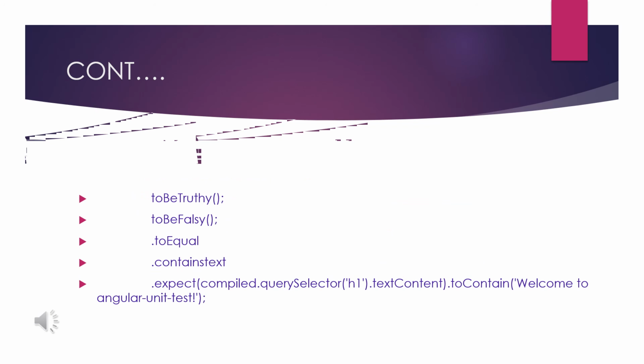So what are all the statements available? We are seeing only expect, right? Other than this, you can check toContain text. So this text and this text are equal, and toEqual means this will be equal to that one. And these conditions return true or false, so toBeTruthy and toBeFalsy, we can use based on our condition.